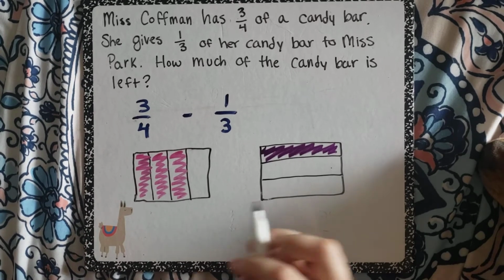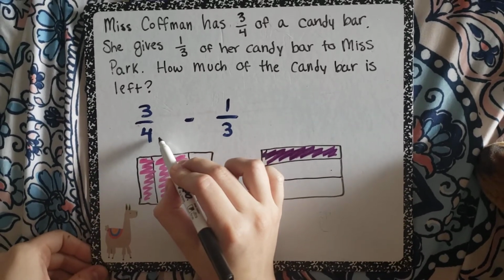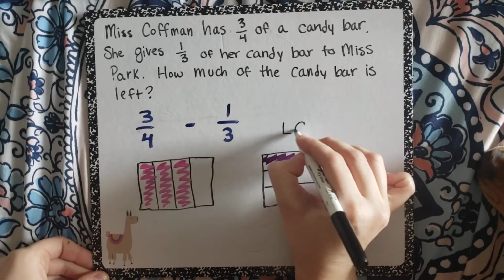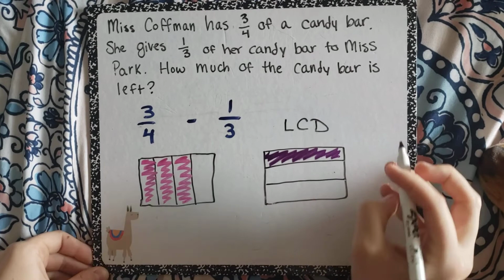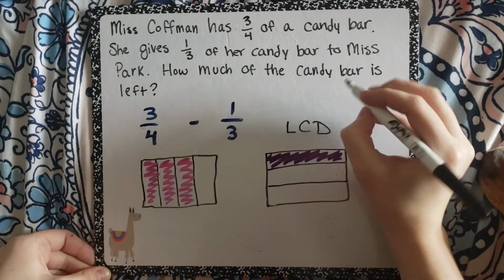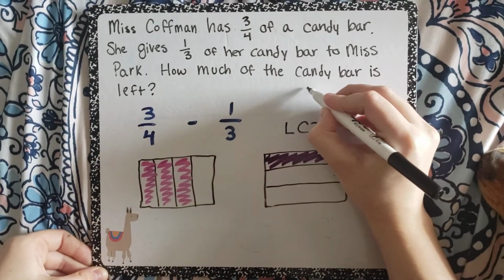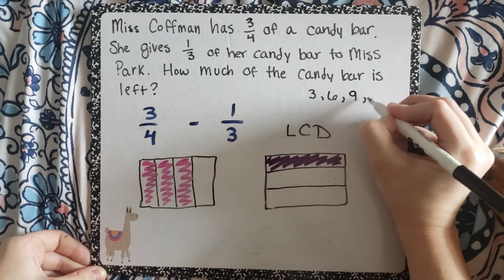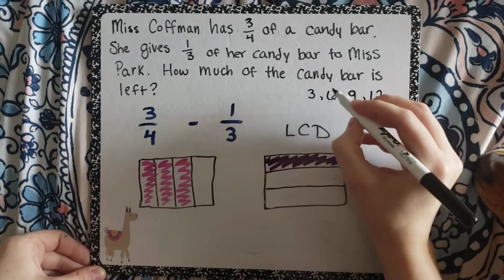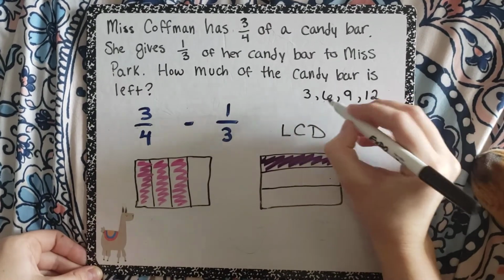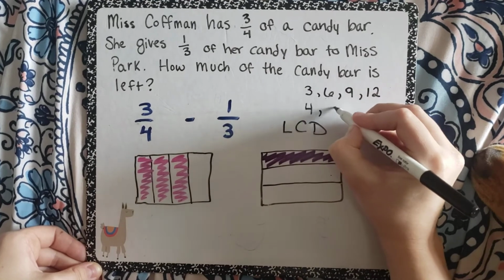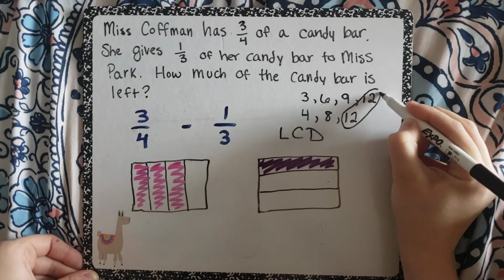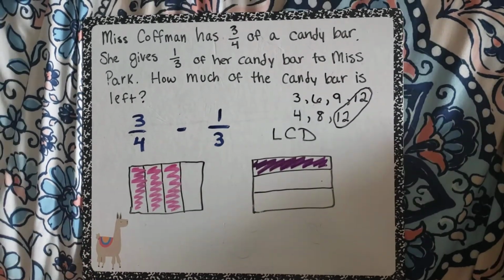So the next step is to think of a number that both 4 and 3 can go into. It would be best to look for the least common denominator, or the LCD. And an easy way to do this is, if you're looking for one, you can start listing all the multiples of the number that you're trying to get the least common denominator for. 4, 8, 12. All right, so it looks like 12 is our least common denominator.